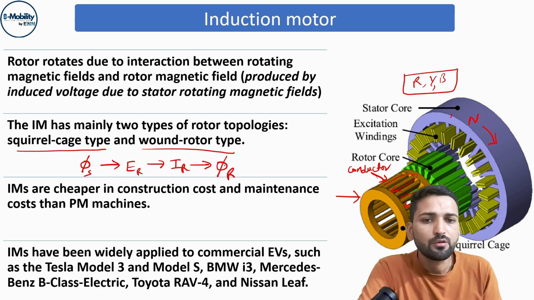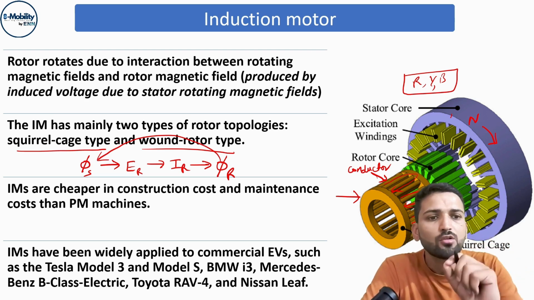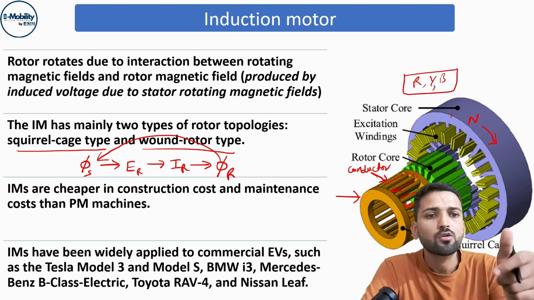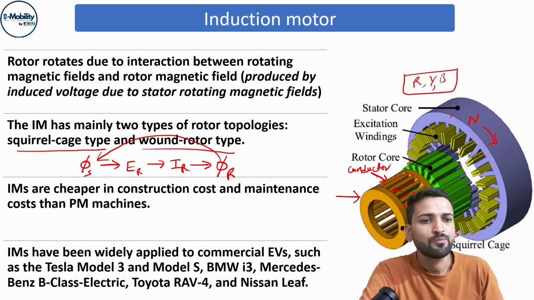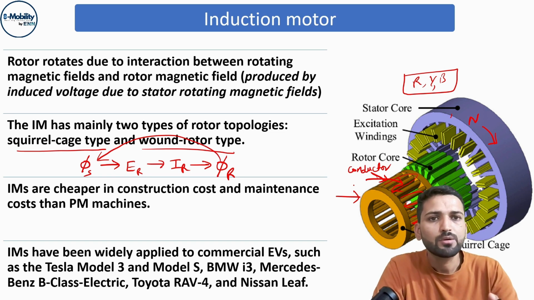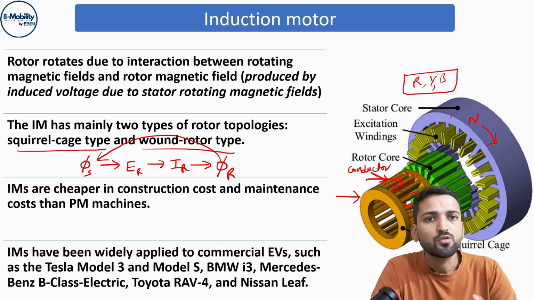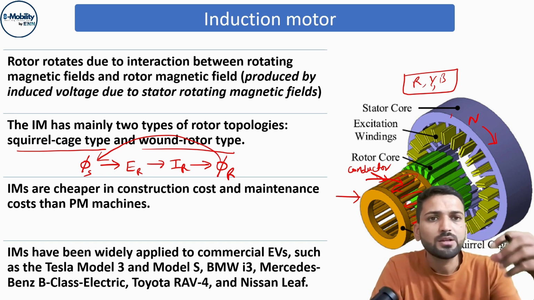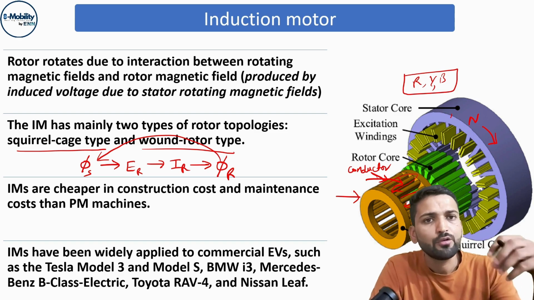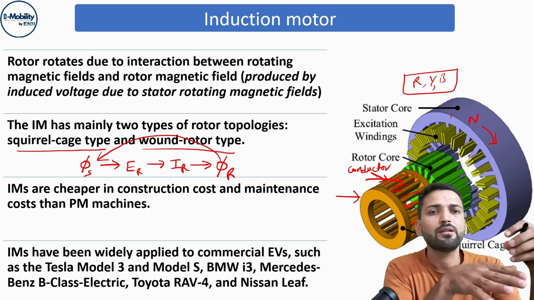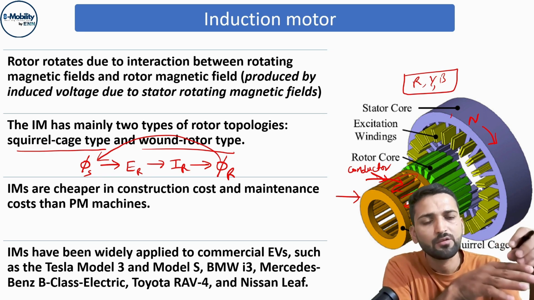This generated flux, when it interacts with the stator flux, due to Lenz's law, will try to oppose the cause, and in trying to oppose the cause, it will also rotate in the direction of the stator magnetic field, because the main purpose is to stop the stator field from rotating. If it cannot stop the stator magnetic field from rotating, it will rotate at the same speed at which the stator magnetic field is rotating.